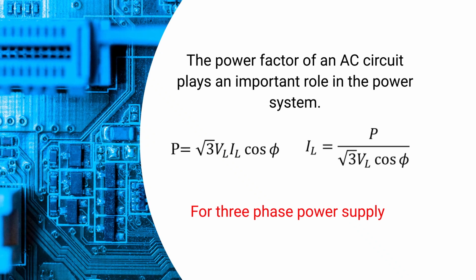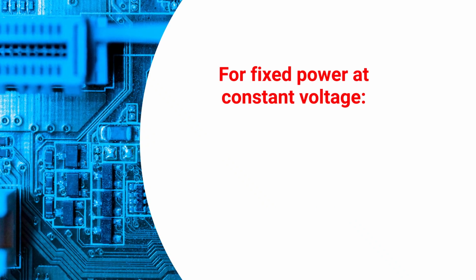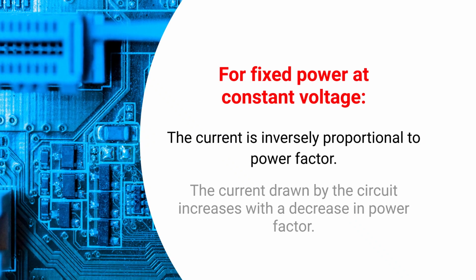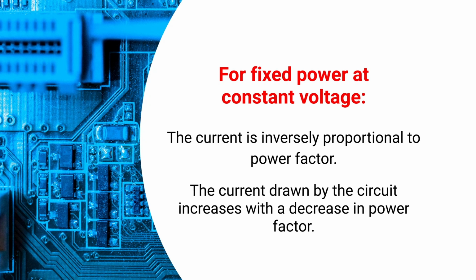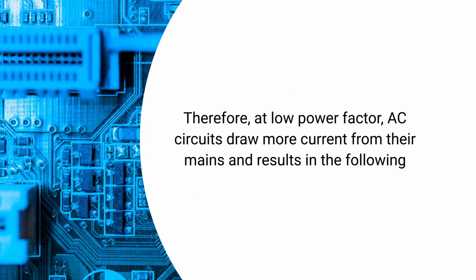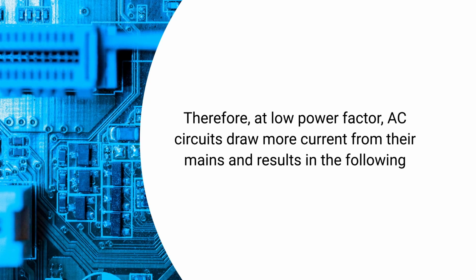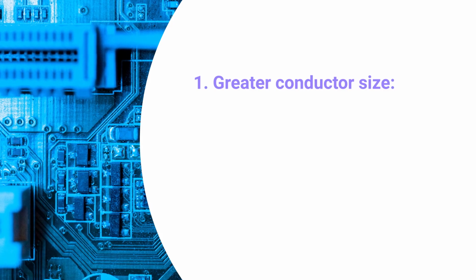From this relation, it is clear that for a fixed power at constant voltage, the current drawn by the circuit increases with the decrease in the power factor. Therefore, at low power factor, AC circuits draw more current from their mains and result in the following disadvantages. And what are these disadvantages? First disadvantage is greater conductor size.